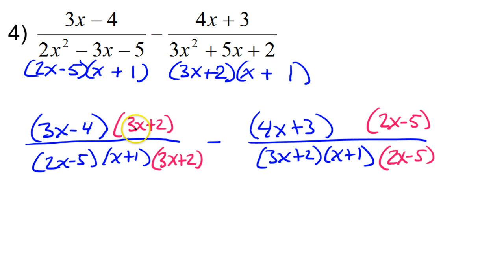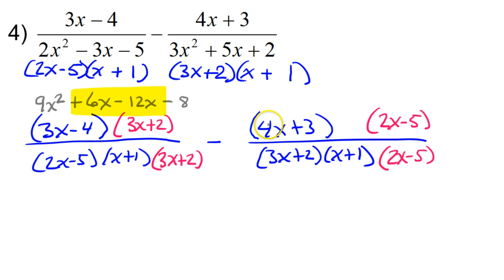Alright, 3x times 3x is 9x squared. Alright, 3x times 2 is 6x. Now negative 4 times 3 is negative 12x. And negative 4 times 2 is negative 8. Alright, of course we have like terms here that need to be put together. I think I'll do that when I recopy in a minute.